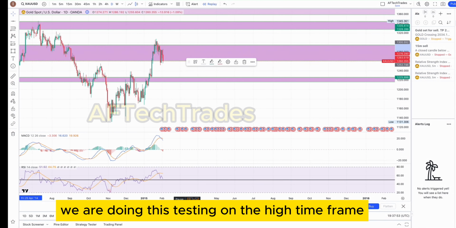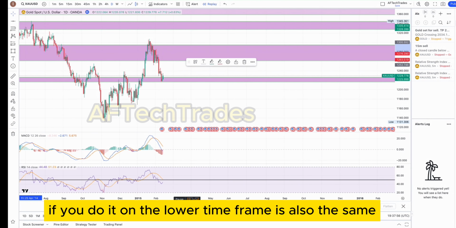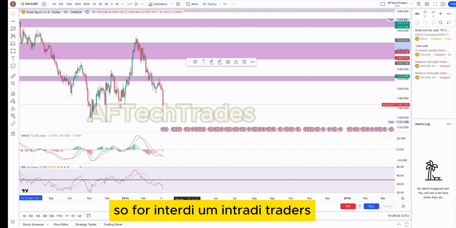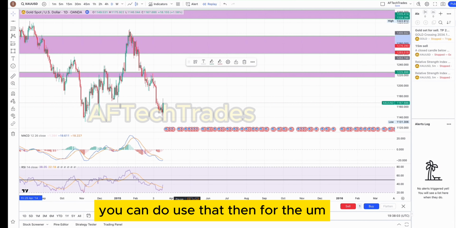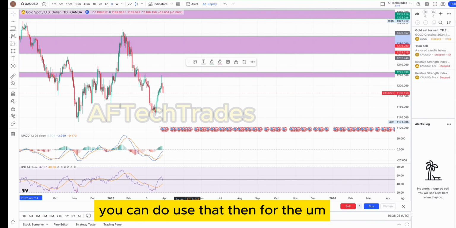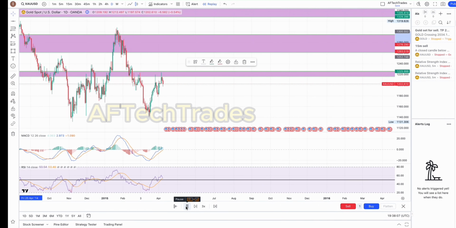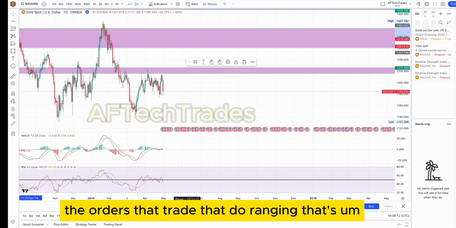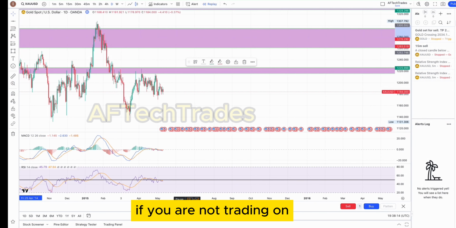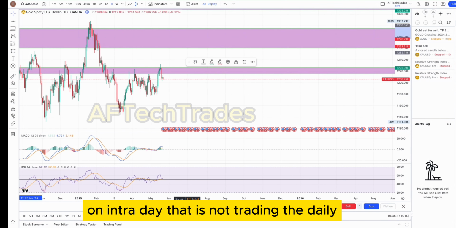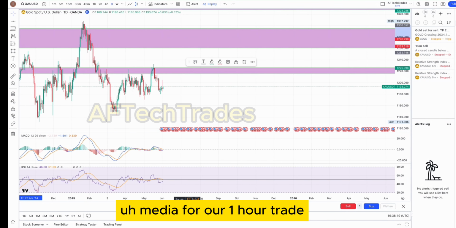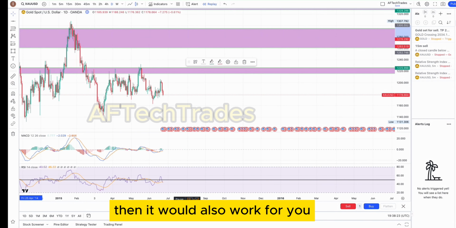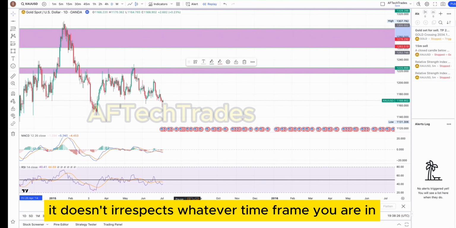Mind you, we are doing this testing on the higher time frame. If you do it on the lower time frame, it's also the same. So for intraday traders, you can use that. Then for the others that do ranging, if you are not trading on intraday, that is not trading the daily, 4 hour, 1 hour trade, then it will also work for you. It respects whatever time frame you are in.